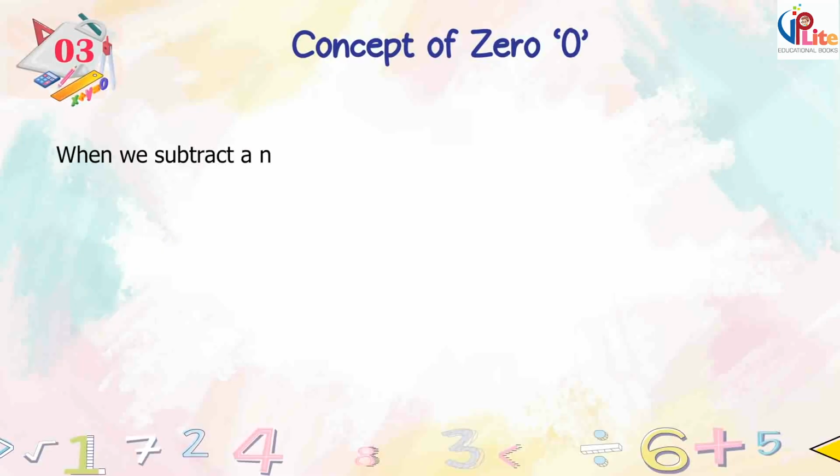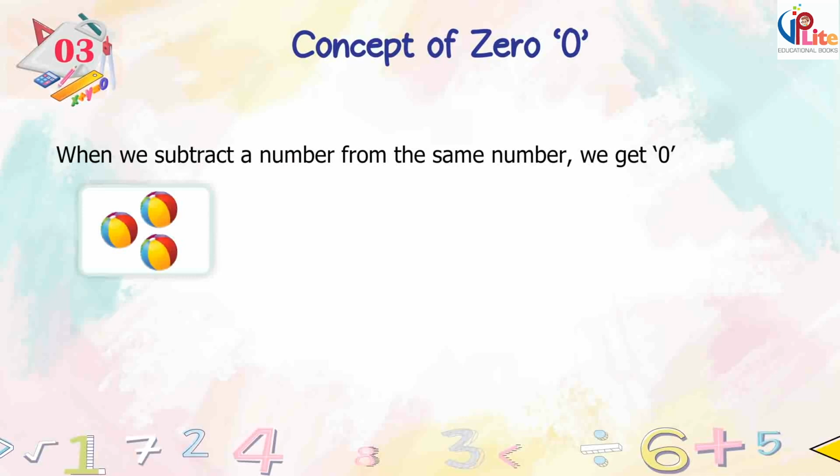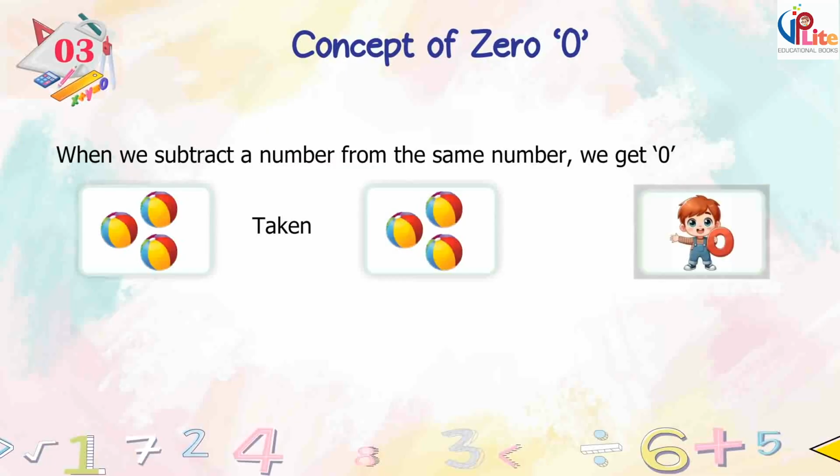When we subtract a number from the same number, we get 0. 3 taken 3 is equal to 0. 3 minus 3 is equal to 0.